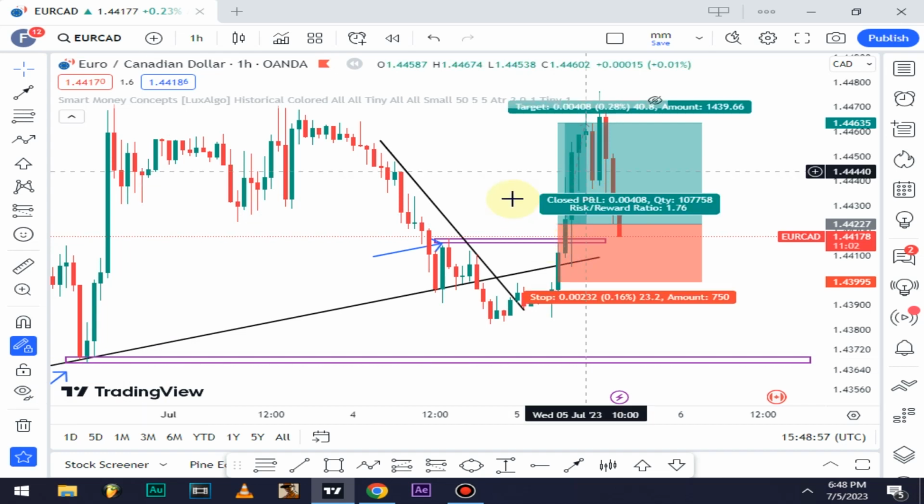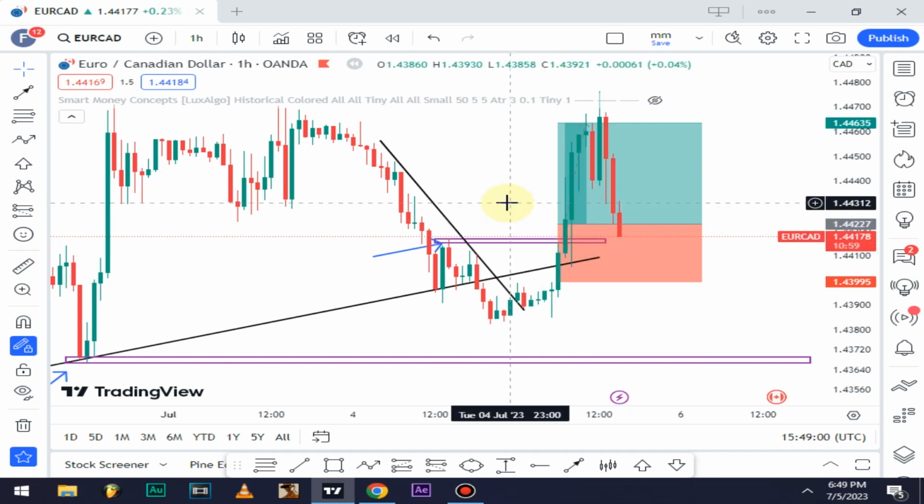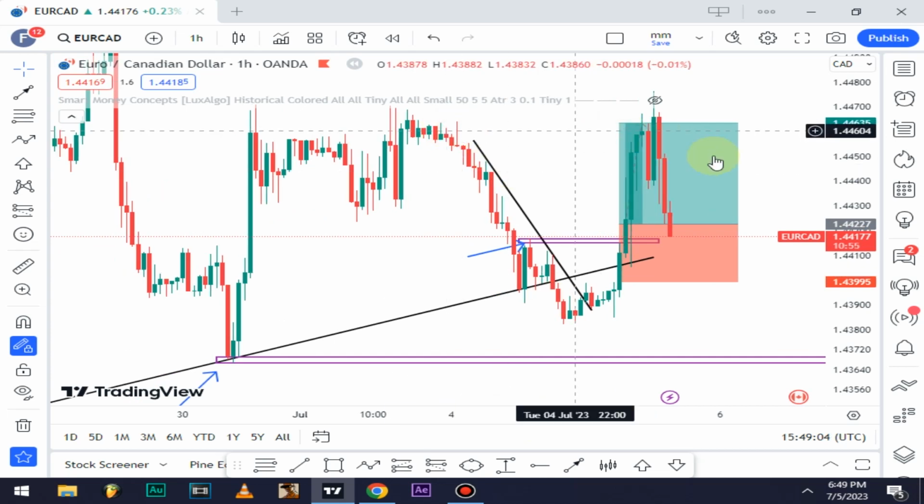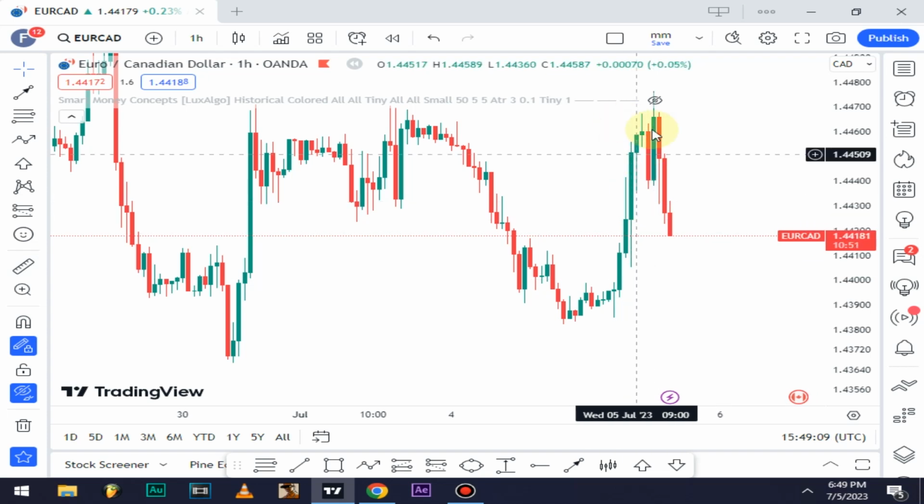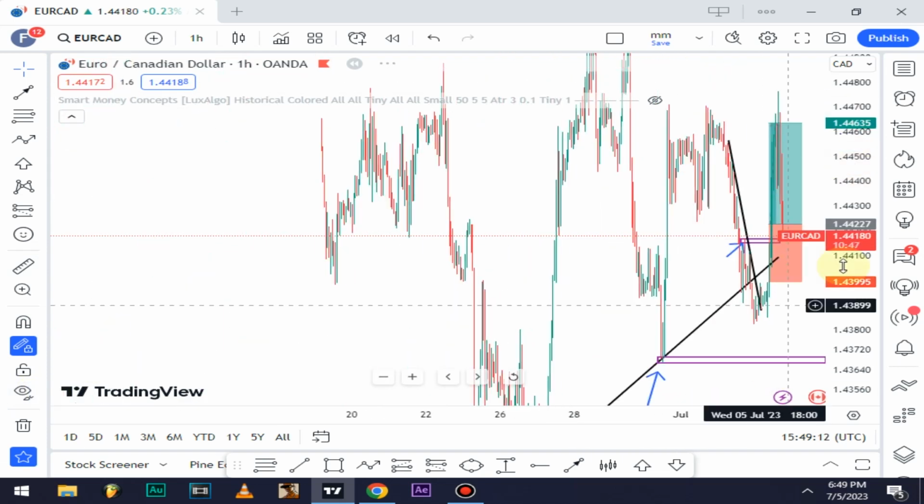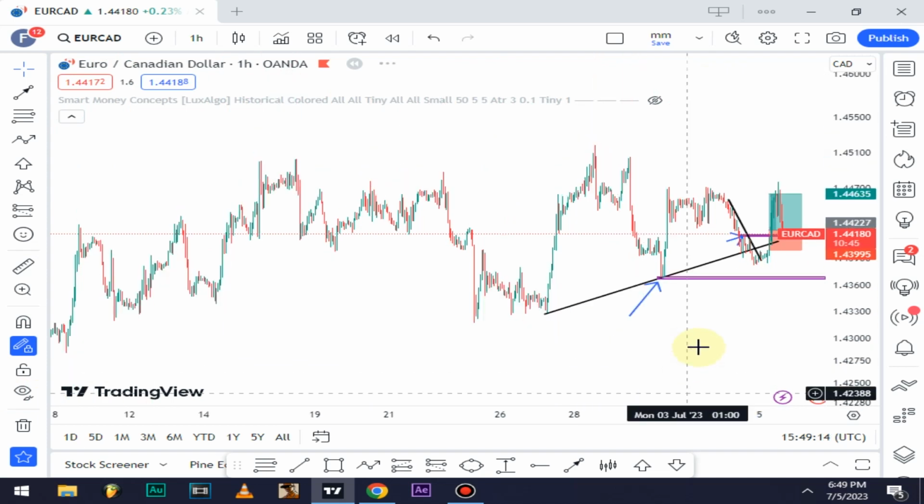But then it came back. The moment it came back, I did take that buy entry, then targeted the previous high over here, and you can see that was smashed. Actually, it did not even take time, just one candlestick. That was what's up. All right, so that's it for the uptrend.